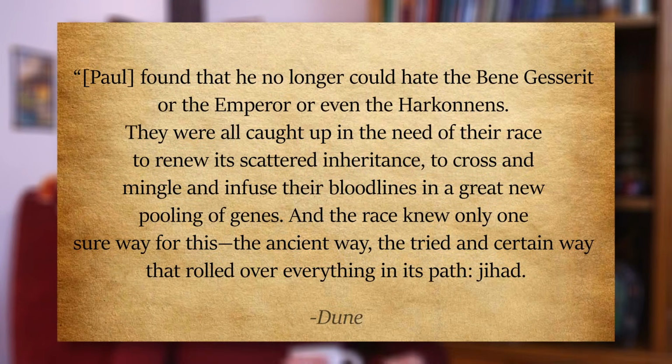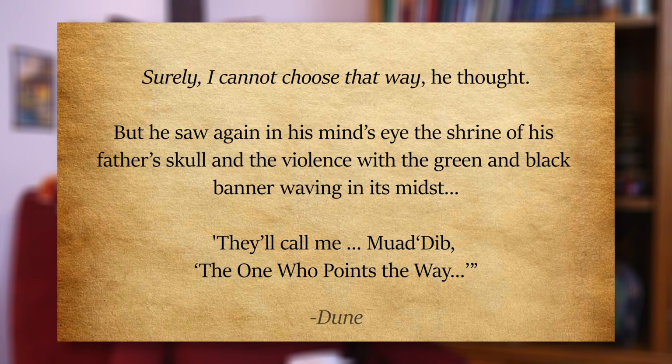Paul found that he could no longer hate the Bene Gesserit, or the Emperor, or even the Harkonnens. They were all caught up in the need of their race to renew its scattered inheritance, to cross and mingle and infuse their bloodlines in a great new pooling of genes. And the race knew only one sure way for this. The ancient way, the tried and certain way that rolled over everything in its path. Jihad. Surely I cannot choose that way, he thought. But he saw again in his mind's eye the shrine of his father's skull and the violence with the green and black banner waving in its midst. They'll call me Muad'Dib, the one who points the way.